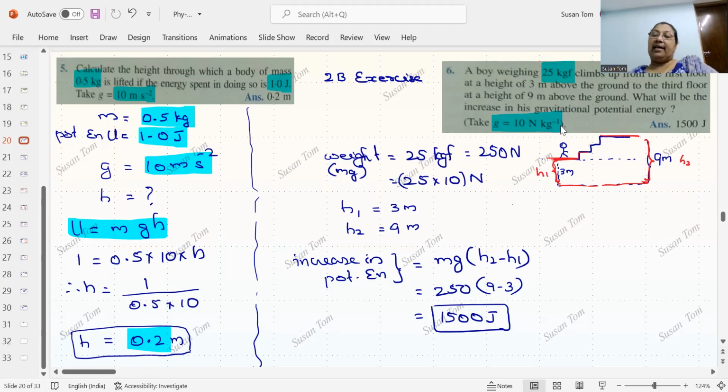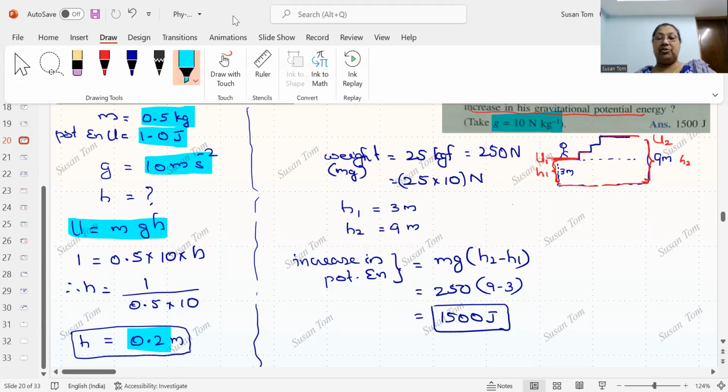The difference in height will be the difference in his potential energy. What will be the increase in his gravitational potential energy? There will be one potential energy U1 here and another potential energy U2 here. The difference is due to the difference in height. So you apply the same equation: mg times (h2 minus h1).